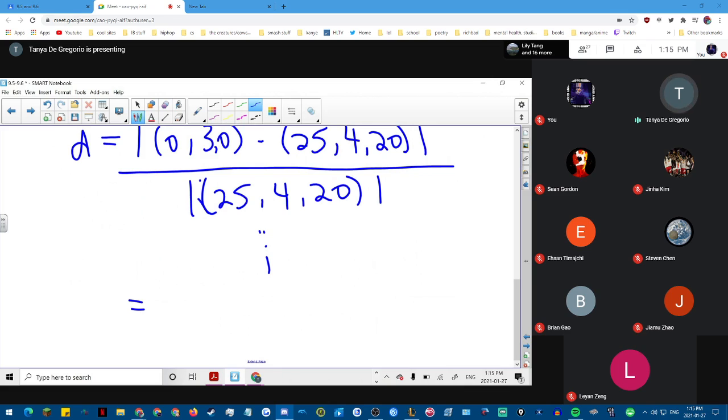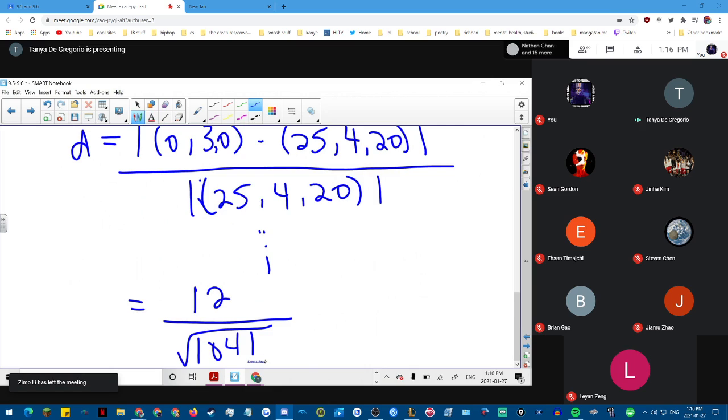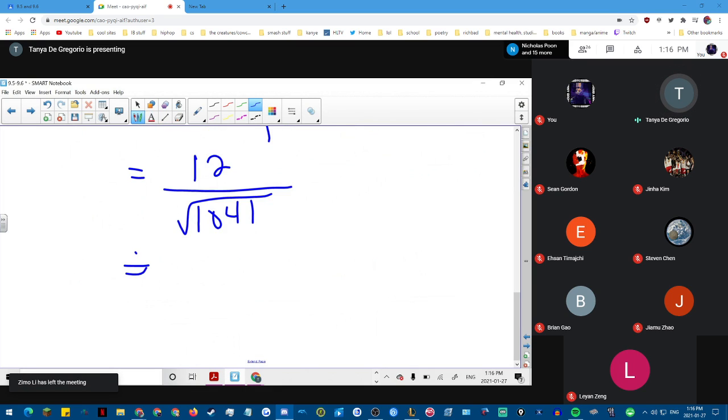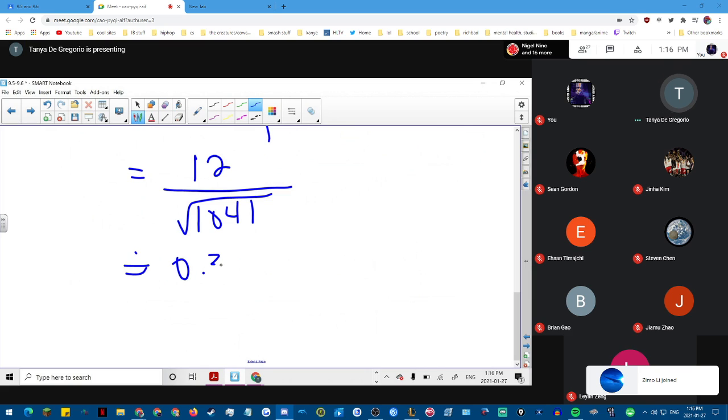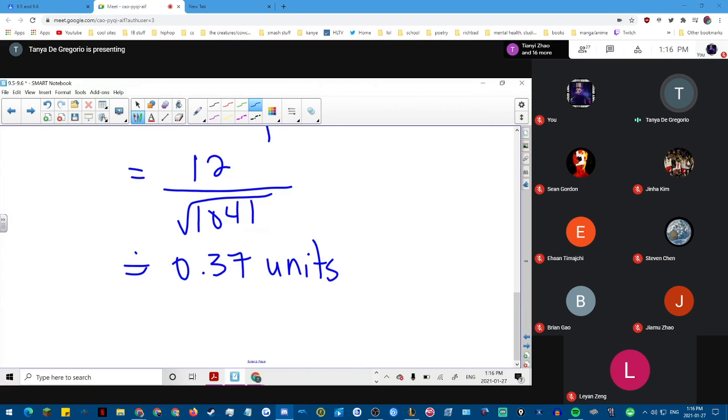What are we left with? 0 plus 12 plus 0, 12 over 25 squared plus 4 squared plus 20 squared. 1,041. Beautiful, thank you. And then two decimal places. 0.37 square units. Or sorry, units. Cool? Any questions?